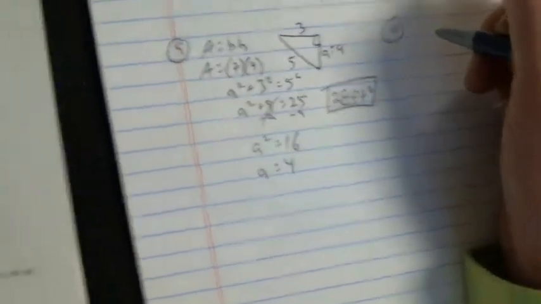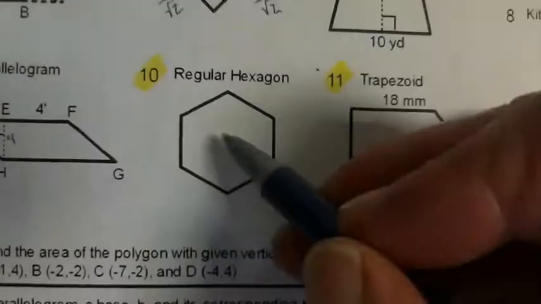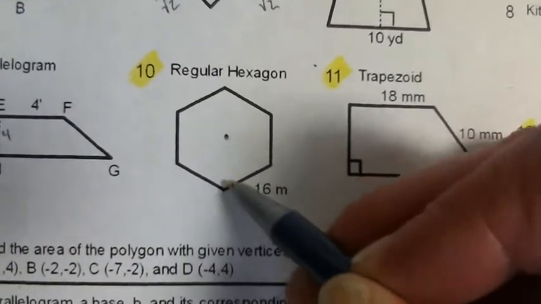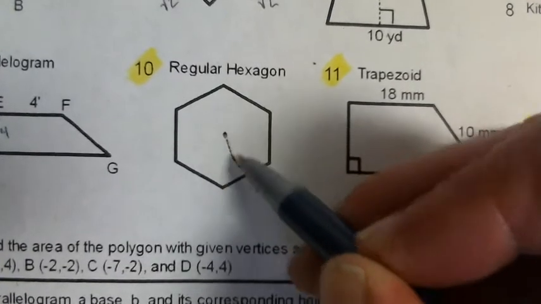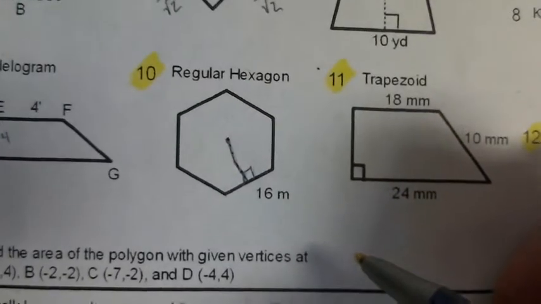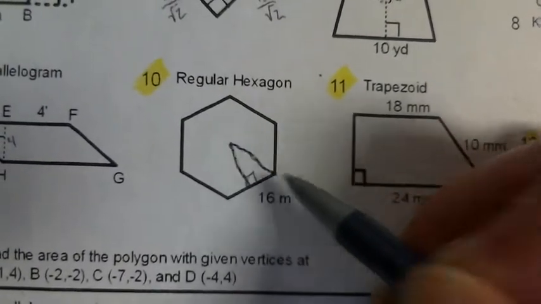Number 10. Regular hexagon. We have a side length. We need to find the length of an apothem. The apothem does not go directly down. It goes perpendicular to one side. Then we go to an edge.